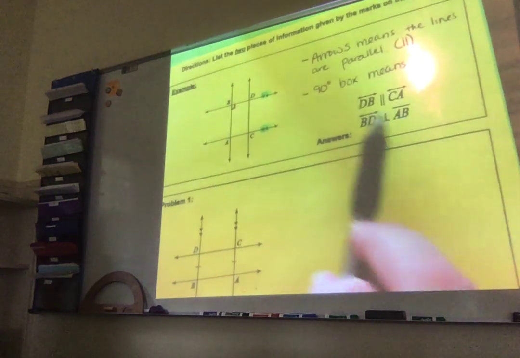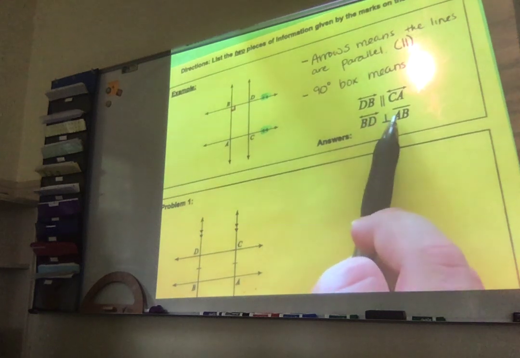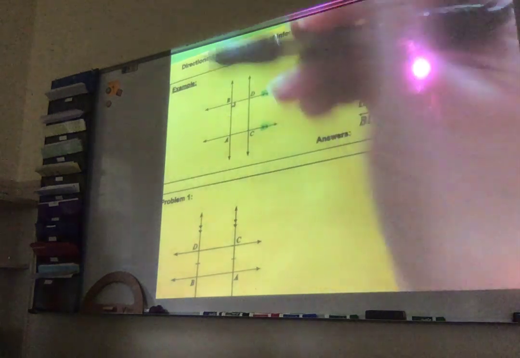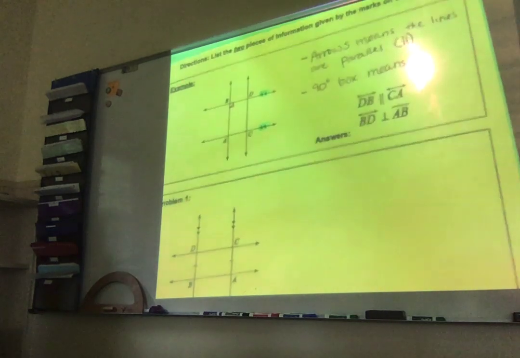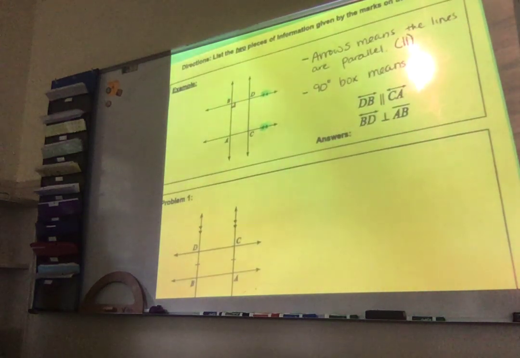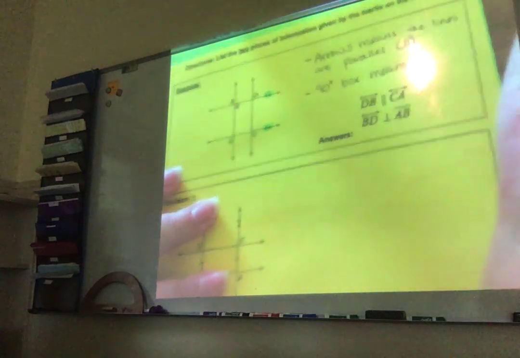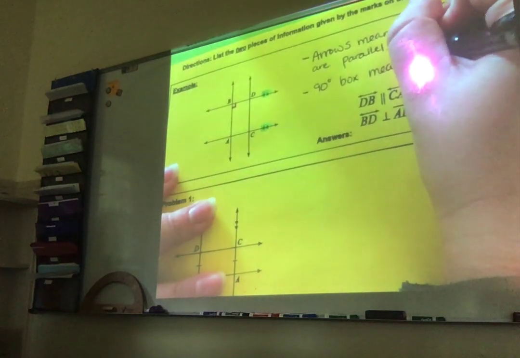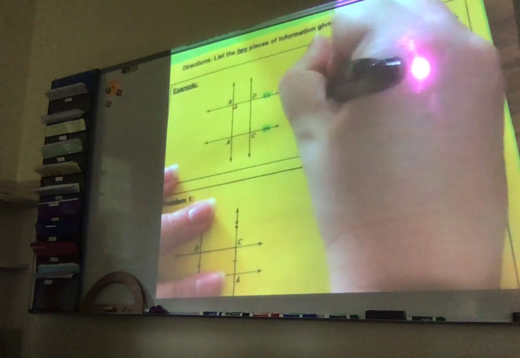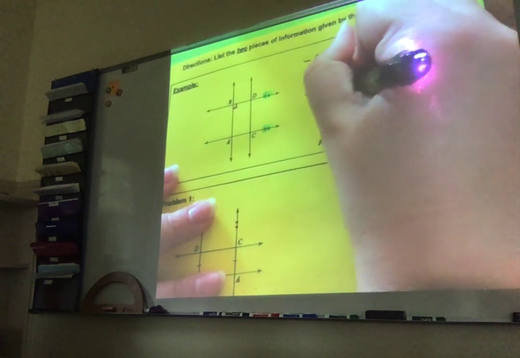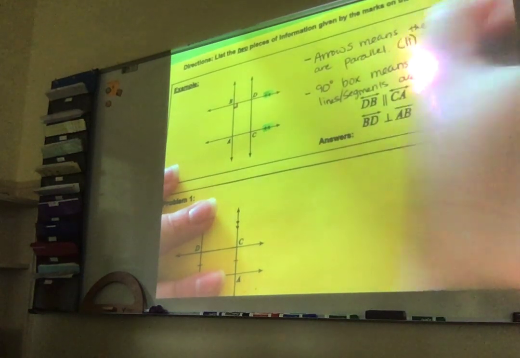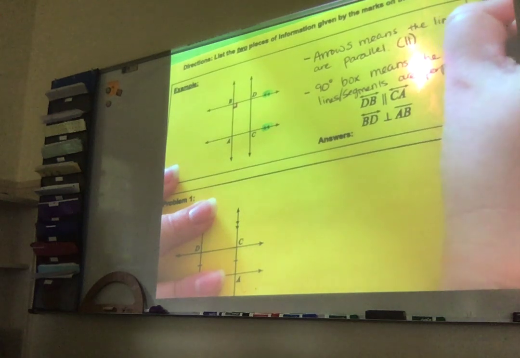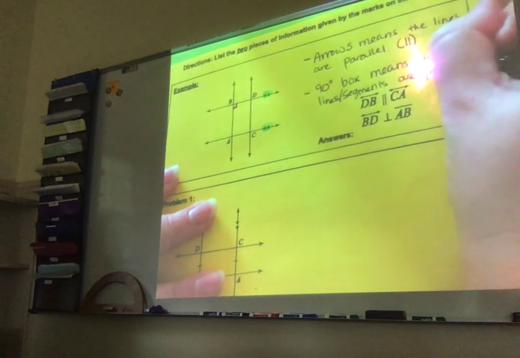We know that these are different because this one has arrows at the end of its line. This one does not. In the diagram, they do have arrows. Yes, but it's talking about this segment right here. You could also label it a line. That wouldn't bother me. So the 90-degree box means the lines or line segments are perpendicular. And the symbol for that is the upside down capital T.